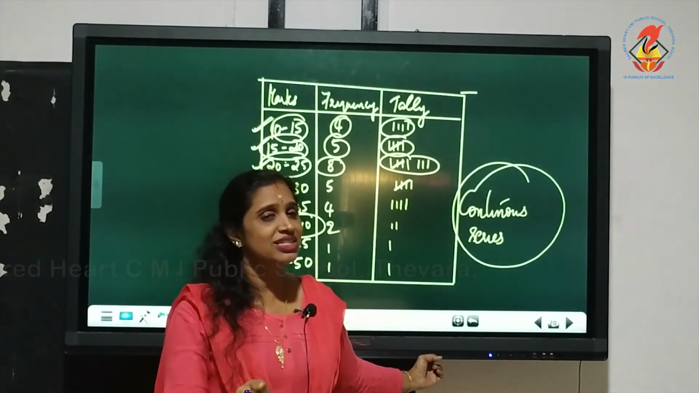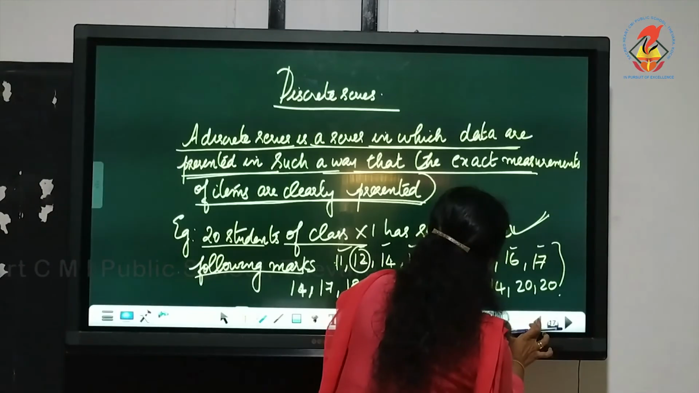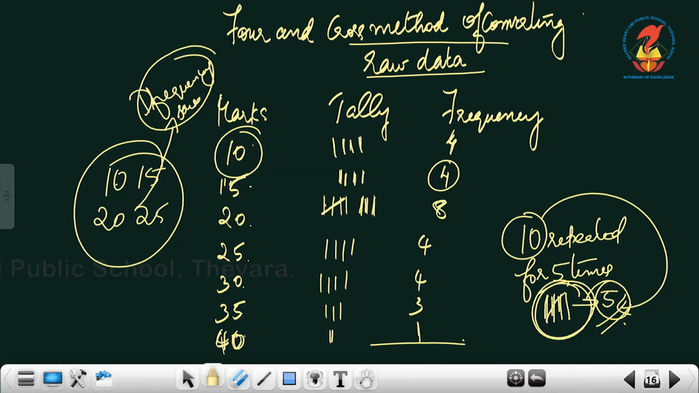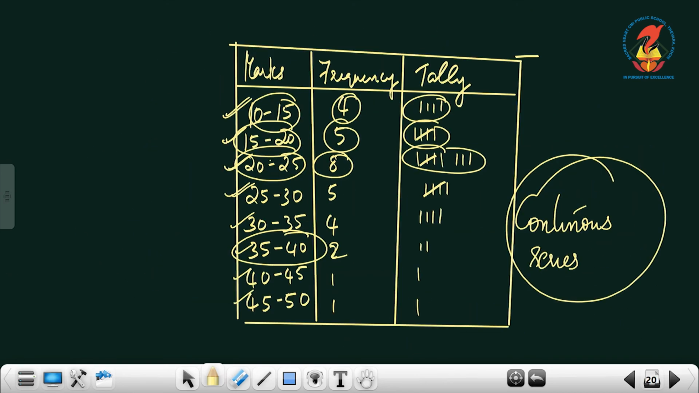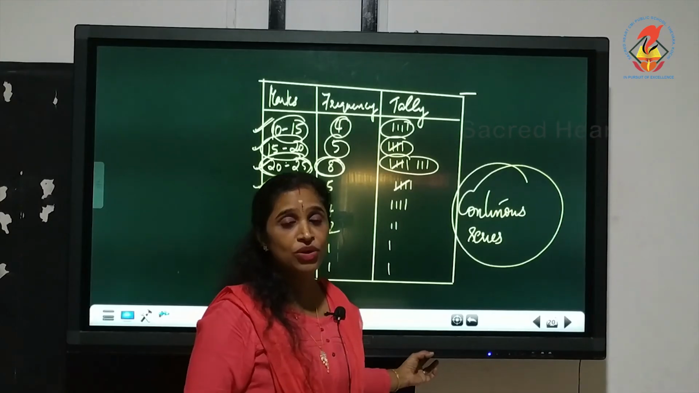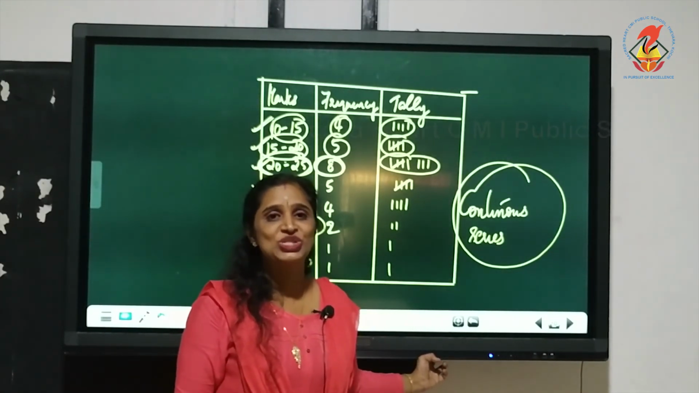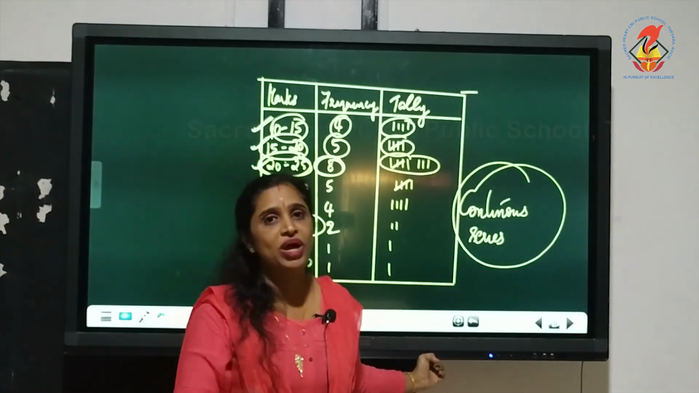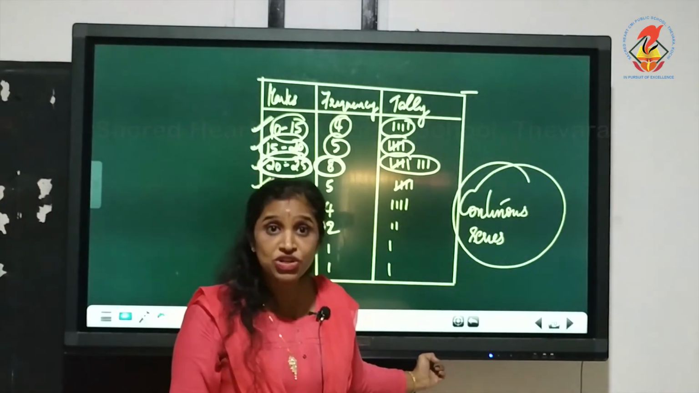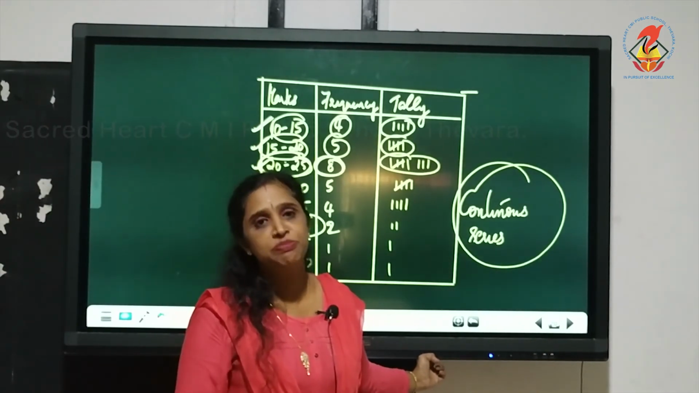But whereas in a discrete series, exact values are represented. Look at the table here: exact values. 10 marks secured by how many students? 4 students. 25 marks secured by how many students? 4 students. I have an answer to say. But here in a continuous series, what happens? Marks between 20 to 25 secured by 8 students, but I cannot give you the information on how many students have secured 22 marks. That is not here. That means exact values are not represented here. Instead, a range of values is represented.